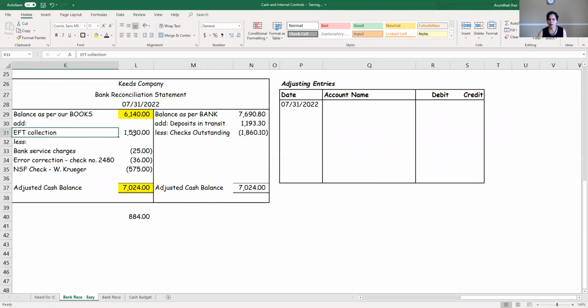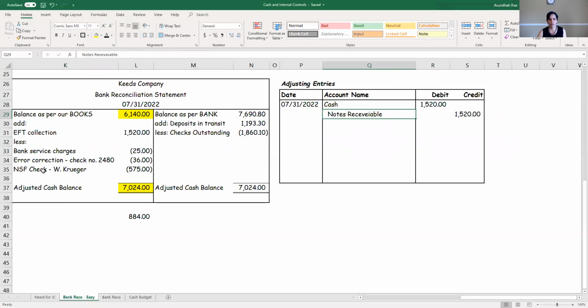I added this amount to my cash account. So cash has to be debit. Why am I adding this amount? Why is this cash debit? Because a customer paid me. The bank collected for me from a customer. So they owed me money. There was notes receivable. I've collected on the notes receivable. So it'll be cash debit, notes receivable credit for 1520.